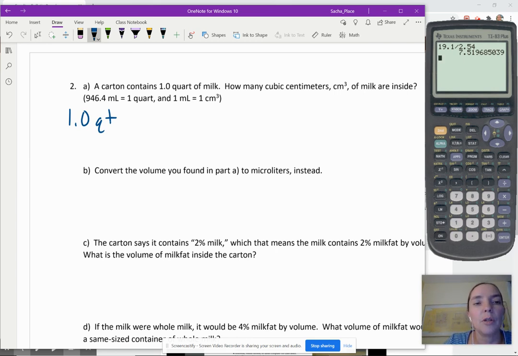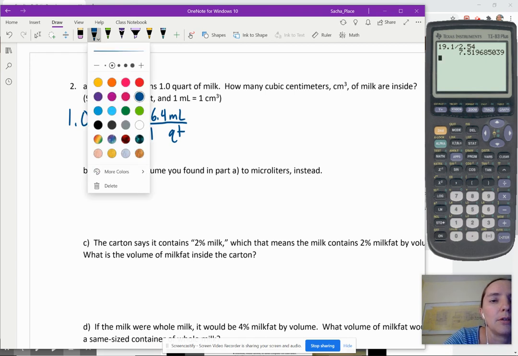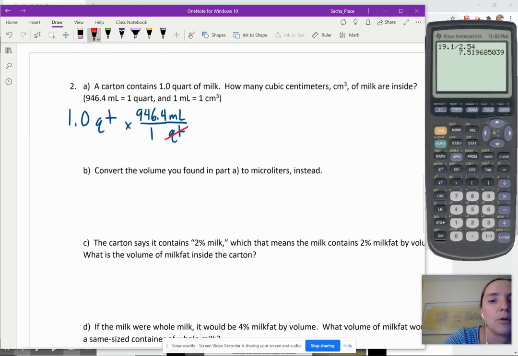And I've got 2 equalities here. And that first one that I see, because I want to cancel out quarts, I'm going to put quarts on the bottom. And I have a conversion factor between quarts and milliliters. So I'm going to use those numbers that I see in the equality. 946.4 milliliters are in 1 quart. And that lets me cancel out the quarts. Quarts on the top, quarts on the bottom, they cancel out. So now I have milliliters.